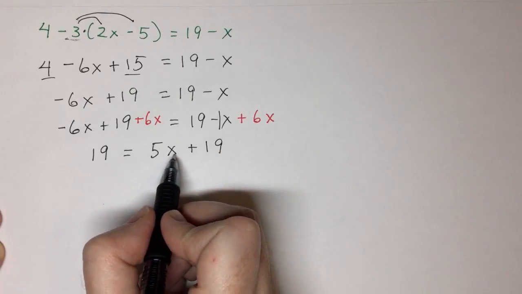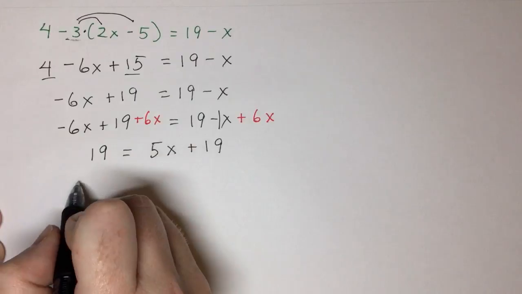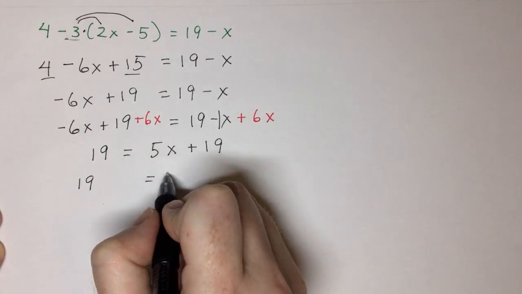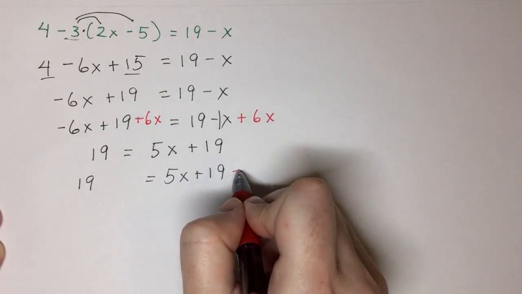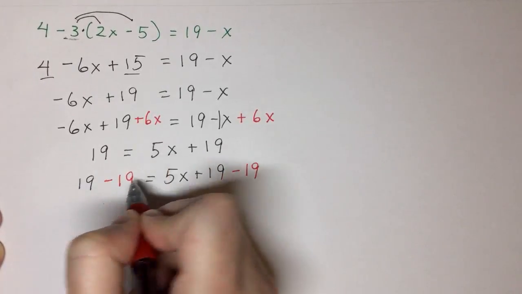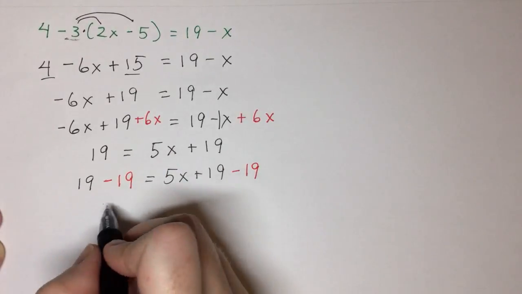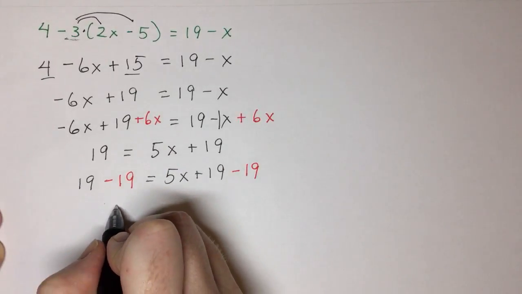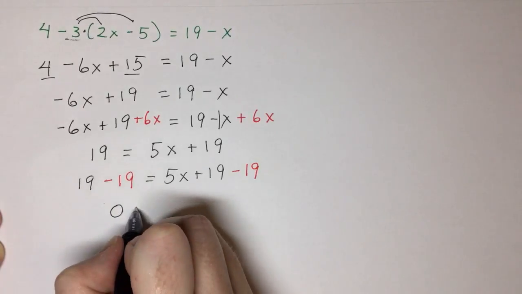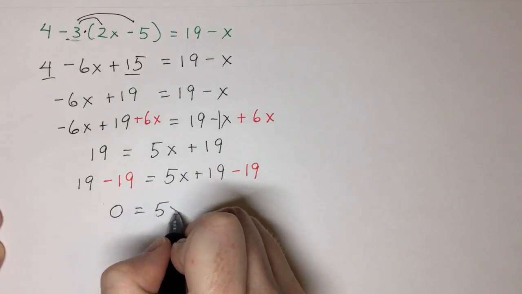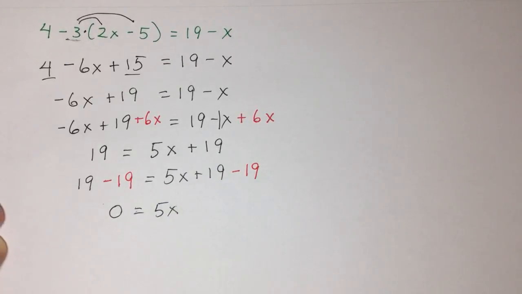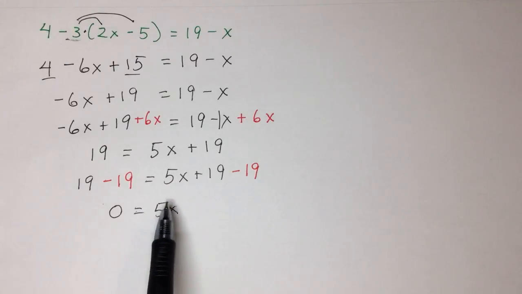On the right, I need to get rid of my constant term now. That's the last thing that I did to my variable. So to get rid of the plus 19, I need to subtract 19 on both sides. 19 minus 19 is 0. 0 is a perfectly fine number. Be sure you write it down. On the right, I have 5x. Plus 19 minus 19 is 0. The reason I won't write that plus 0 on the right is because I have something else there.